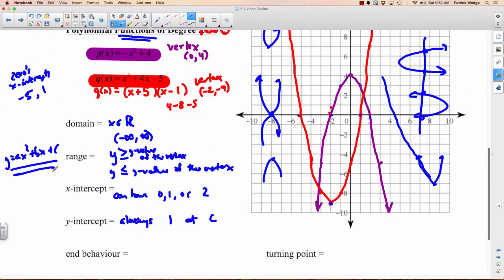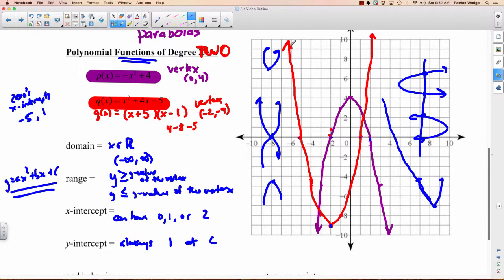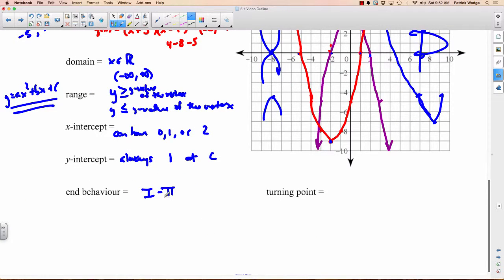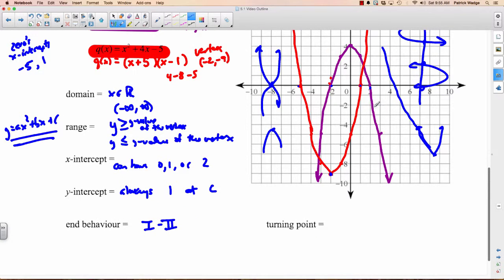The end behavior. Well, the red one is going to go from quadrant 2 to quadrant 1. And the purple parabola comes down from quadrant 3 to quadrant 4. Okay, and that'll be the same for all parabolas. It'll be one of these cases. Even the blue one, for example, here, this will go wider and wider and wider and eventually end up in quadrant 2. This will come up and up and up and eventually end up in quadrant 1.